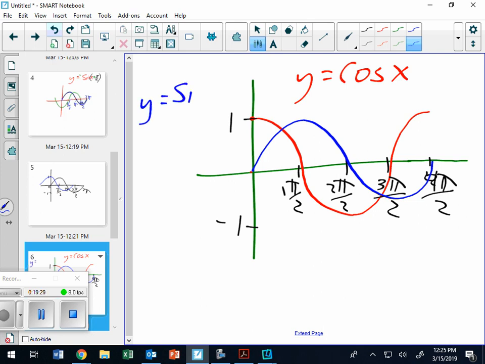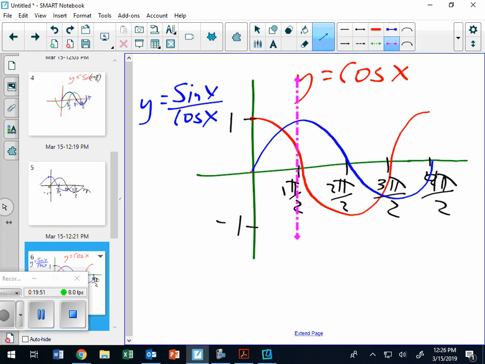Where are you going to have a problem? Whenever cosine of x is what? 0, because you can't divide by 0, right? So wherever cosine hits 0, which one's cosine? The red one or the blue one? The red one. Wherever the red one hits 0, which is right here, and right here, those are the two spots where cosine hits 0. We have asymptotes right there.